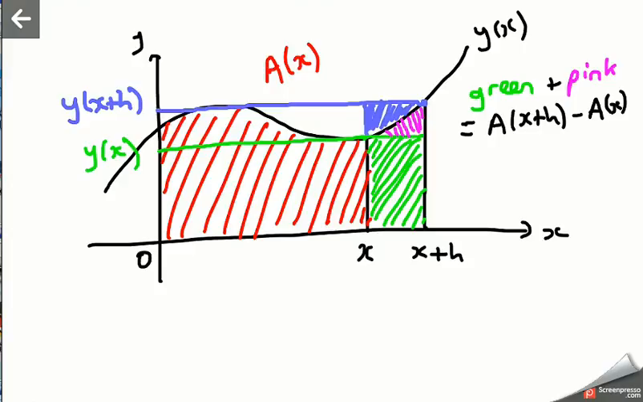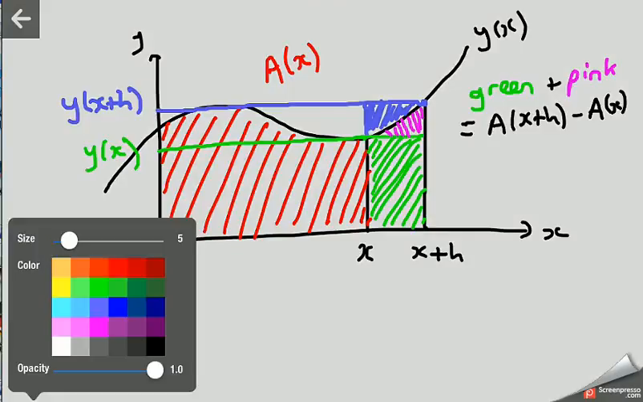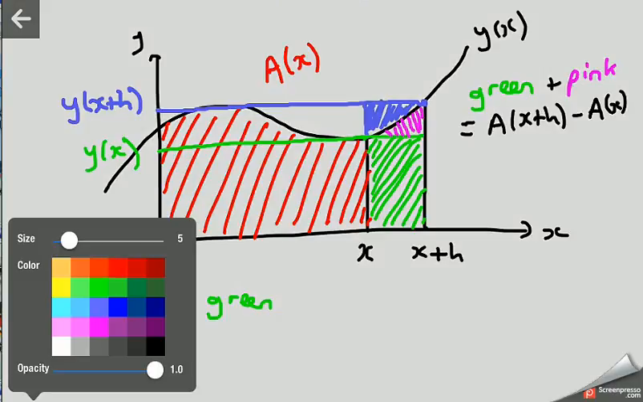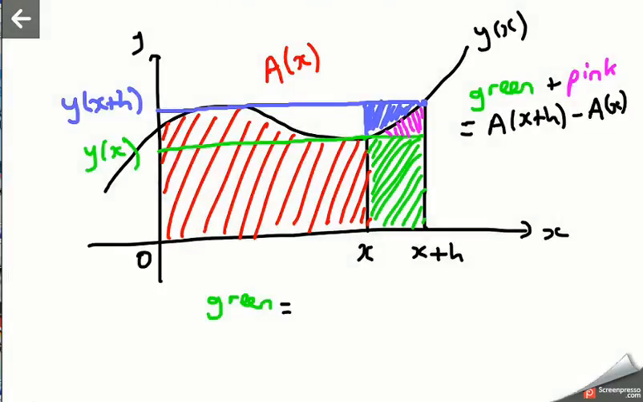I want to work out the area of the green rectangle first. The area has to be base times height, so it has to be the width of the rectangle times the height of the rectangle. Well, the width is x plus h minus x, which is just h, and the height of the rectangle, as we worked out before, has to be y of x. So the green area is h times y of x.